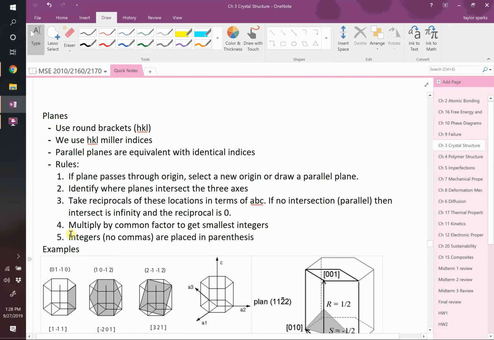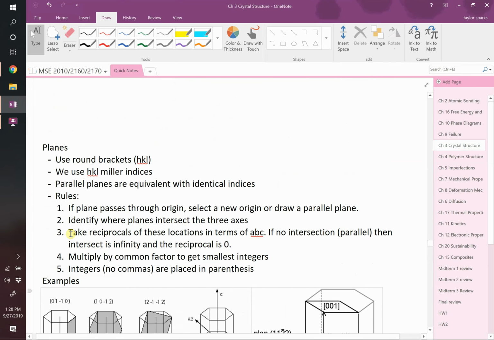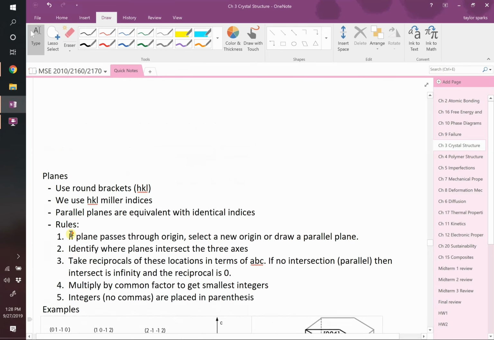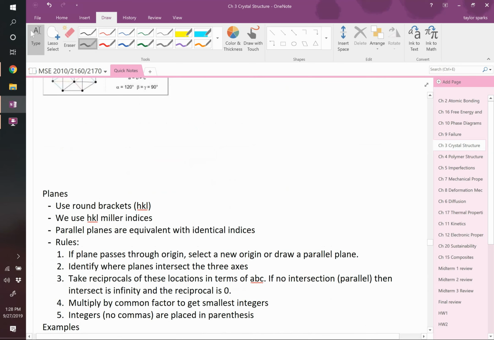Rule number 1. You pick an origin, right? If the plane passes through your origin, you have to pick a new origin or draw a parallel plane. Just pick a new origin, okay? So for example, if we picked our normal, let's draw one of these. Let's go to our BCC lattice again.